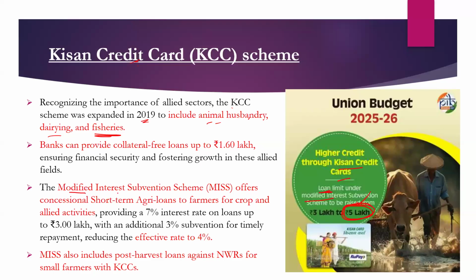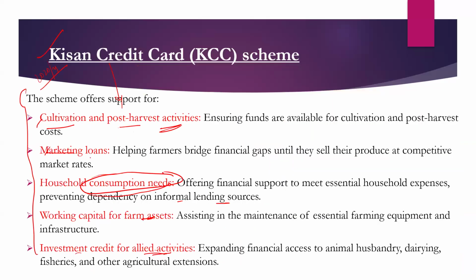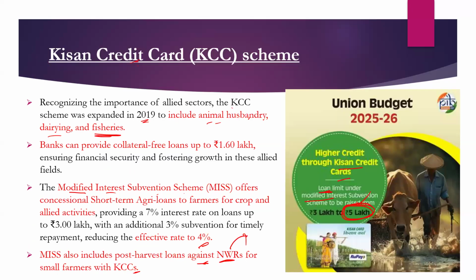Now, the modified interest subvention scheme provides a 7% interest rate, and if timely repayment is made, a 3% subvention is given. So the effective rate is 4%, and here the loan has been increased from 3 to now 5 lakhs. Remember that aspect. It also provides post-harvest loans against negotiable warehouse receipts for farmers with KCCs. So after your harvest, if the market forces are not there, or the farmer is not getting enough remuneration, he can take a loan against these warehouse receipts also. That is the aspect under the scheme. So please go through these important schemes and important updates that have happened.